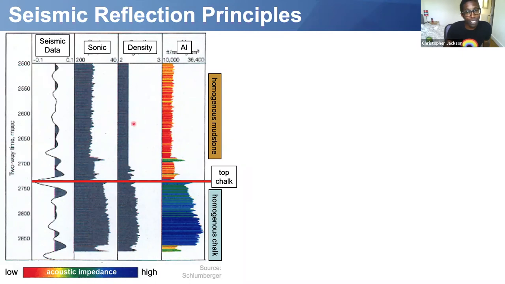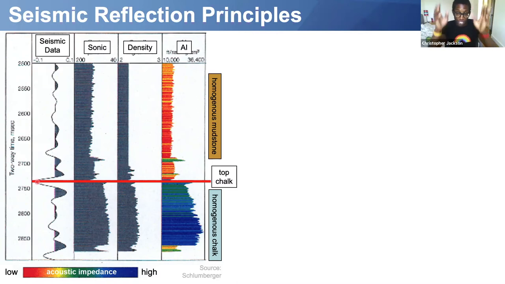You can see that we go down through this mudstone, so a muddy layer has certain properties. And then we go into a chalk layer, which is not only denser, you can see there's an increase in the density across this red line, but also the velocity is higher. So we're increasing the density and velocity. And because of that, we have a change in the acoustic impedance. We have a reflection coefficient increase here, and that gives us the reflection at the top of the chalk.